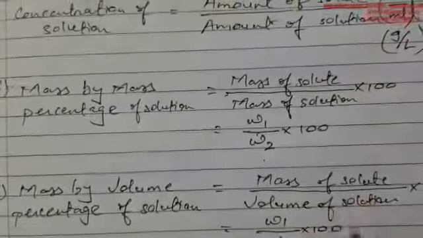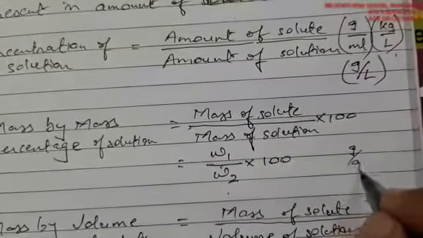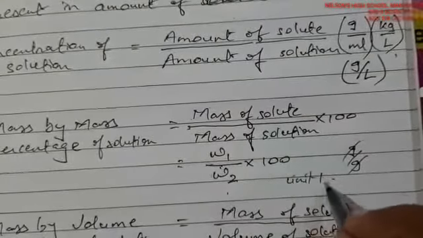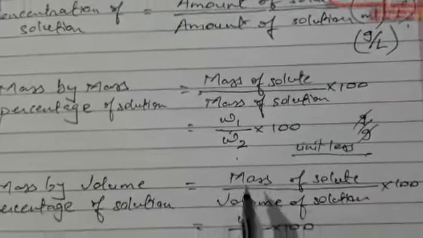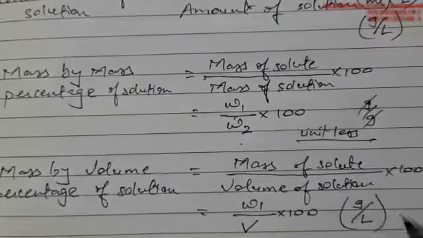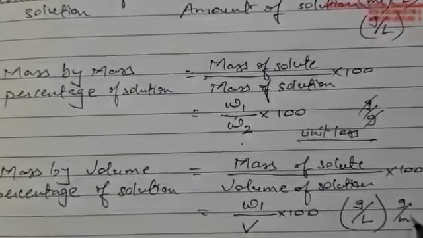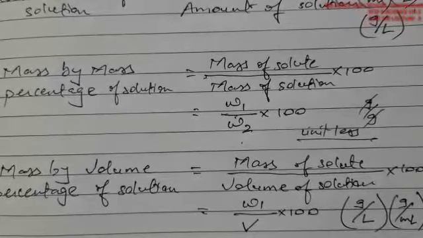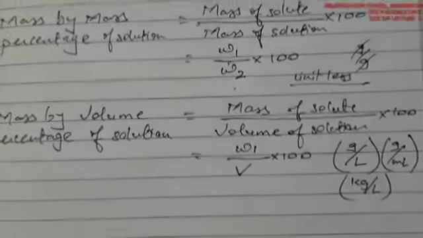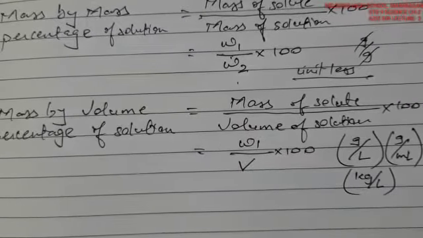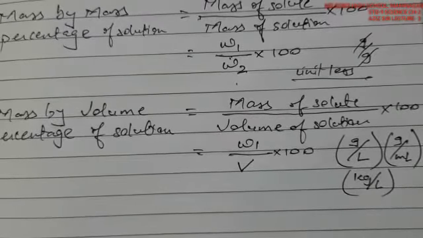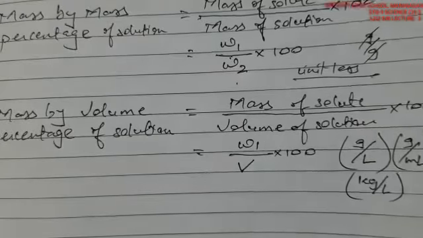Now in the case of mass by mass percentage, the units are grams and grams, so they get cancelled out and it is unitless; no unit is there for this quantity. In this case it will be grams per liter, or grams per ml, or kg per liter. Whatever is given to you, you need to write down the units accordingly. So this is how you need to calculate it.